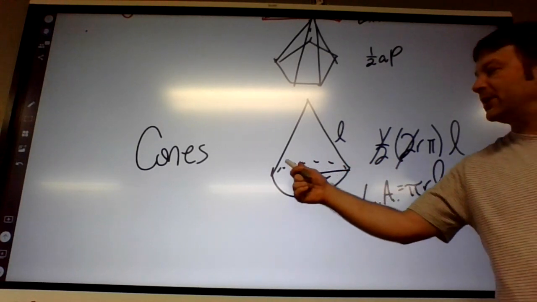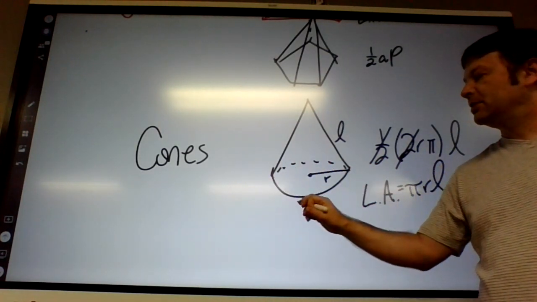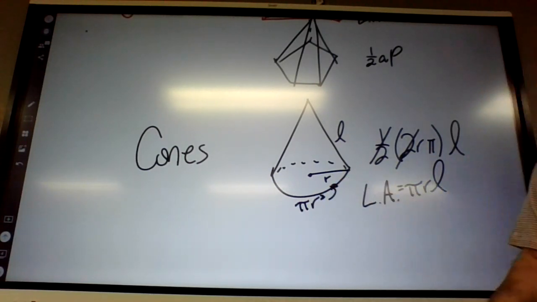And if you want the total area, well, the base is just a circle. So how do we find the area of a circle? Pi r squared. So radius, not R.